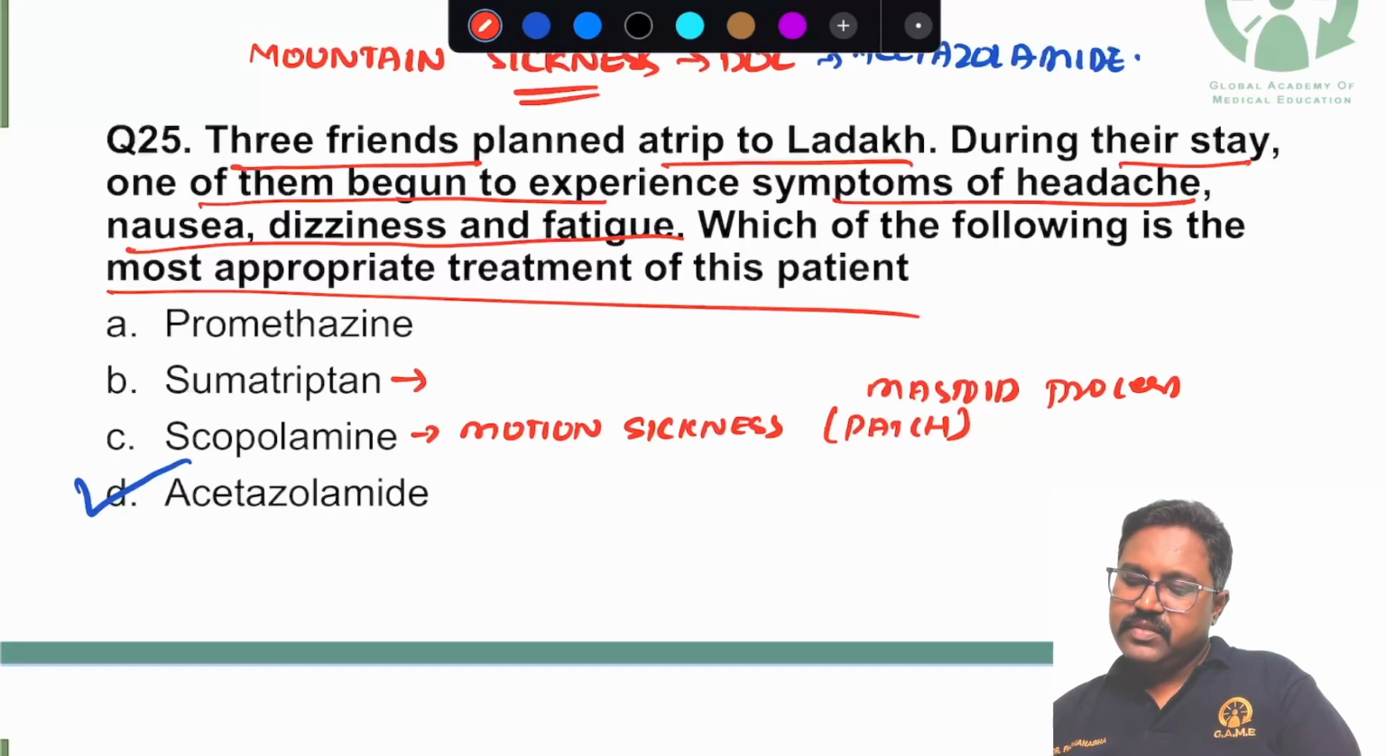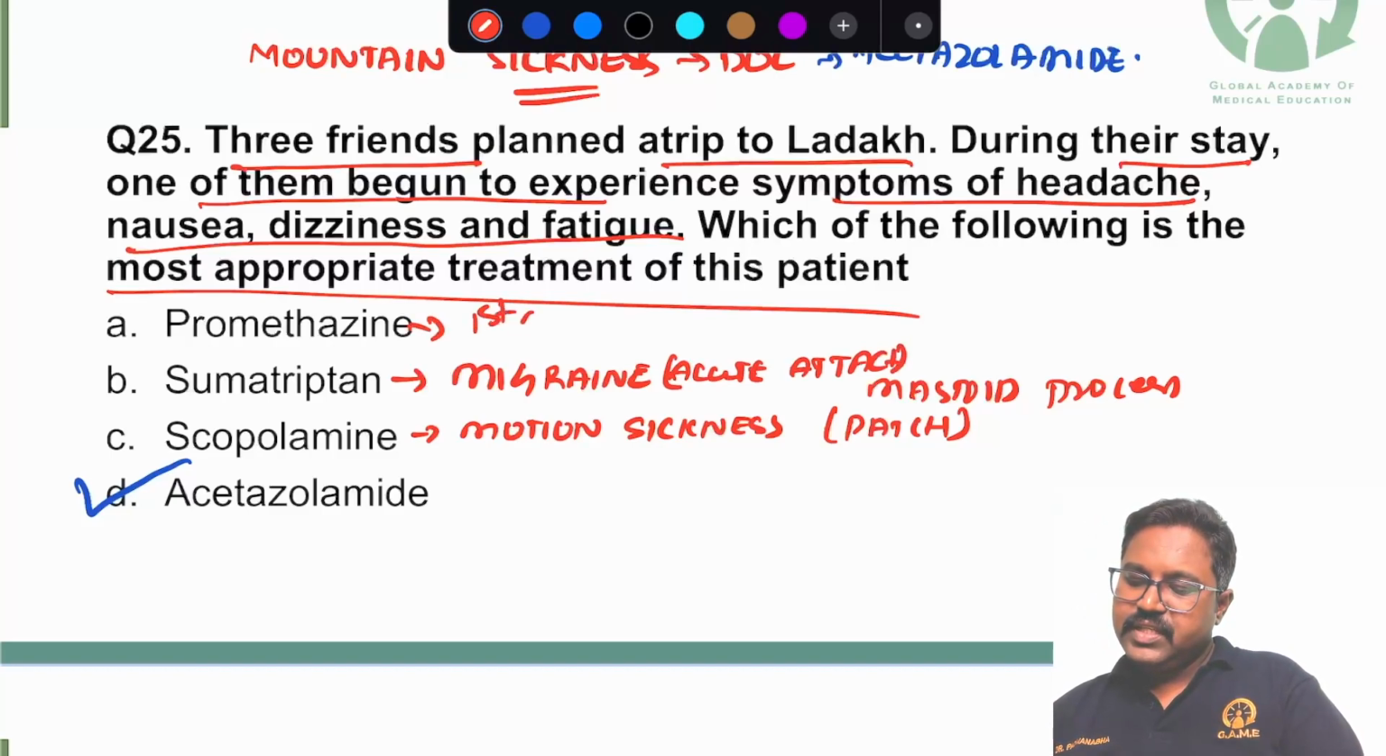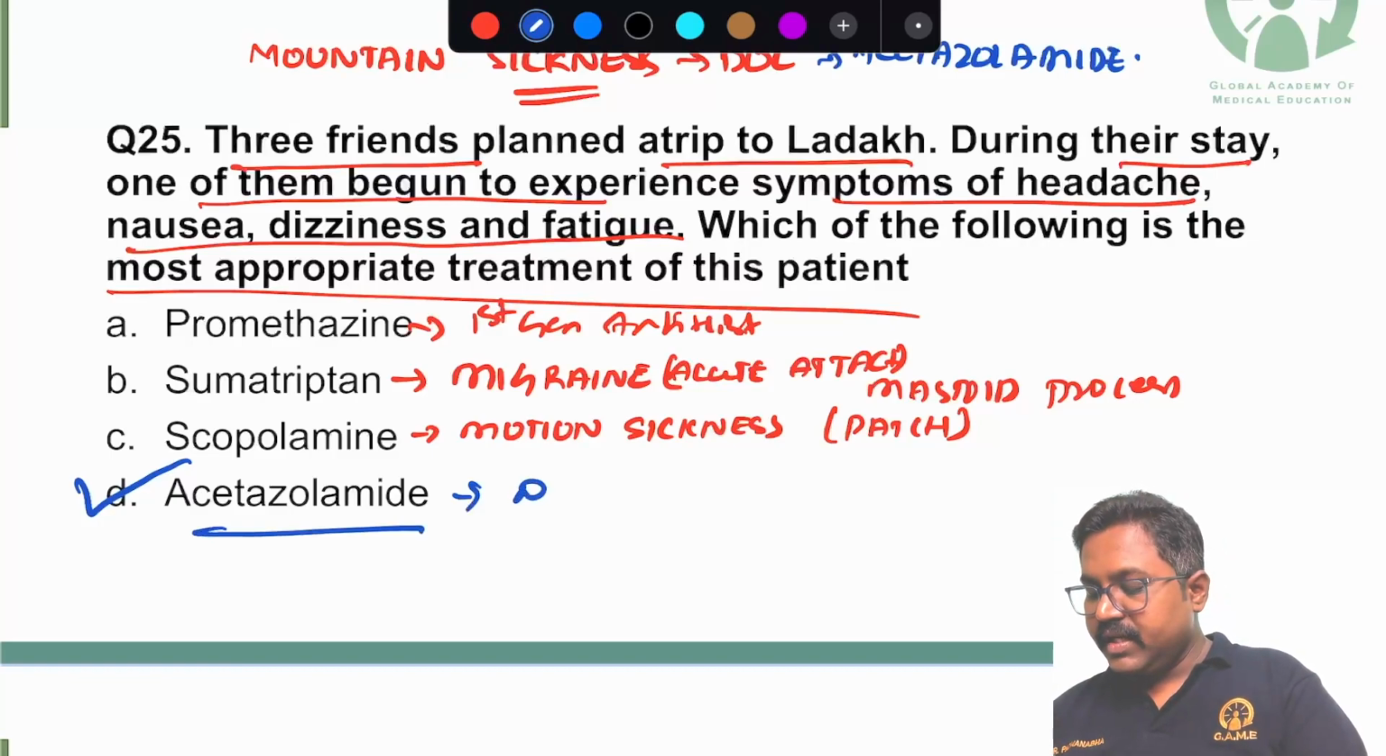So sumatriptan is basically used in case of migraine, for an acute attack of migraine. Again, promethazine is a first generation antihistaminic. So what will be the acetazolamide then? Acetazolamide is a diuretic agent.